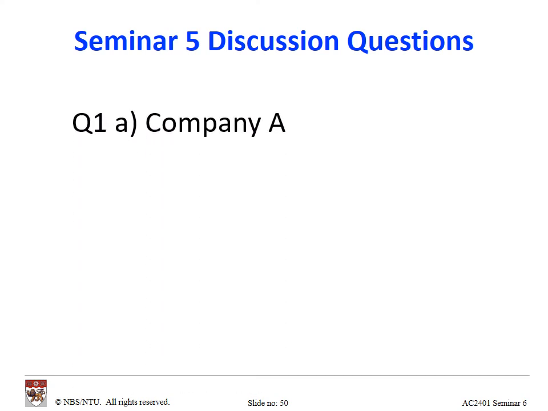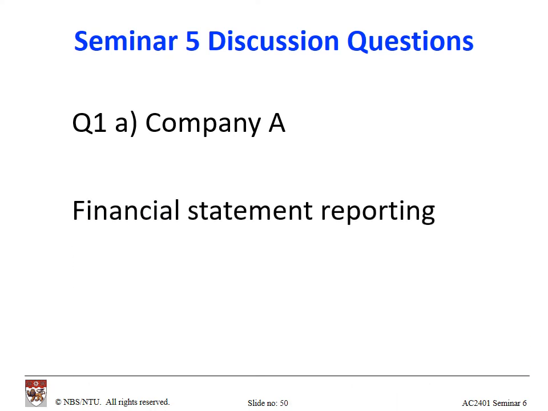Question 1A is about Company A having different financial reporting requirements for legal, internal, head office, and tax purposes. Extracting and reorganizing the information to meet these differing requirements consumes a lot of resources, especially when requirements change. So how can SAP help?